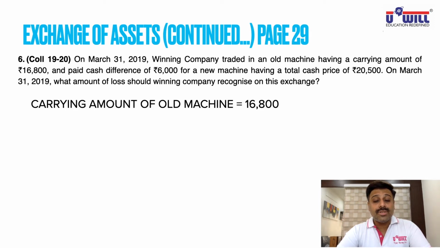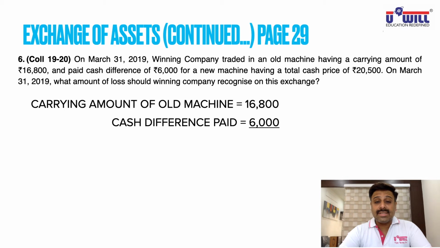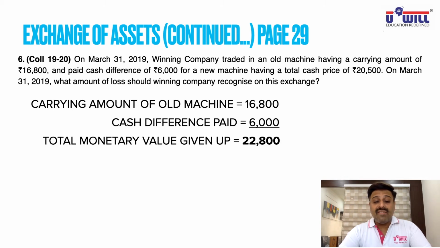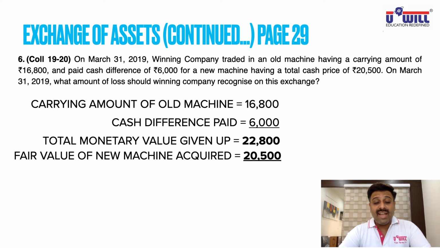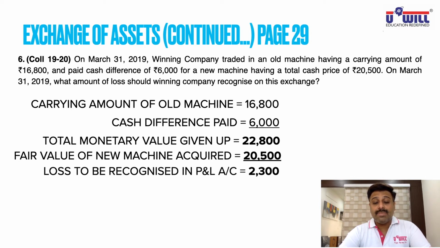Write down in your notebooks. Carrying amount of old machine 16,800, cash difference paid 6,000, total monetary value given up is 22,800, against which the fair value of the new machine acquired is 20,500. So the loss to be recognized in the P&L account is 2,300. Okay, you can pause the video and note down this solution in your notebook. All these things can be asked in MCQs. They can ask you the loss, they'll give you 2-3 amounts, and you have to select one of the correct options.